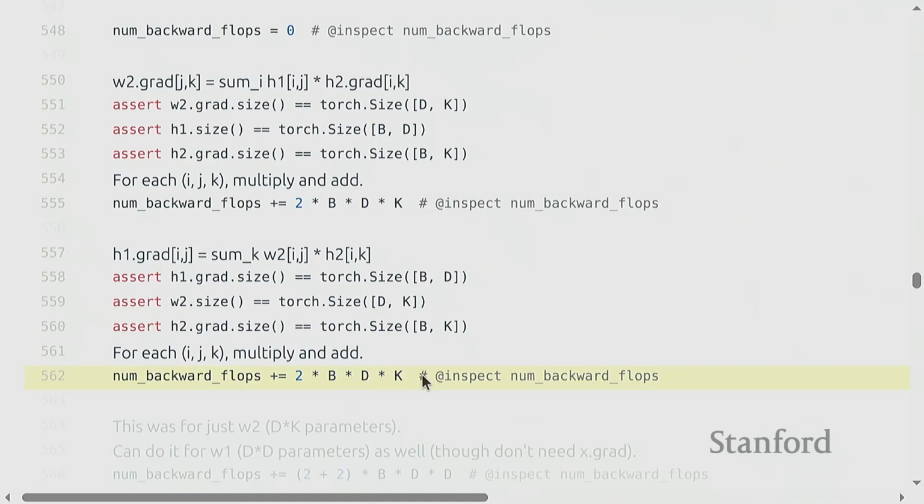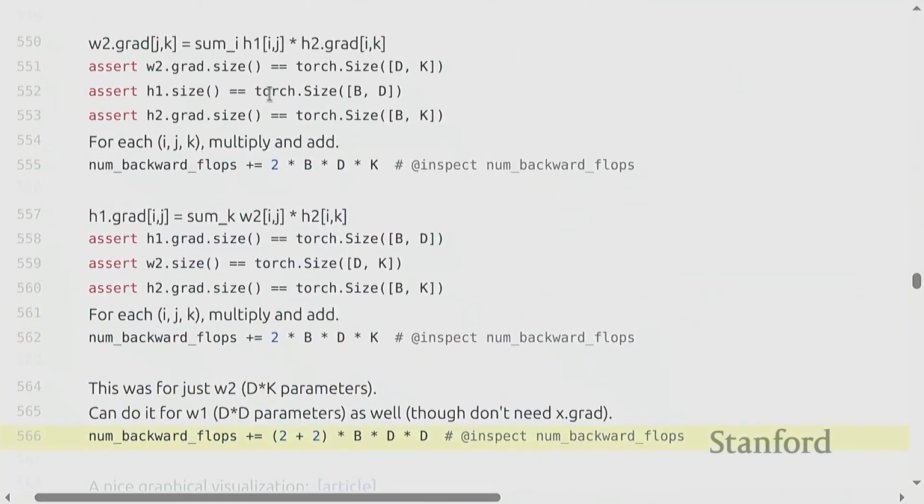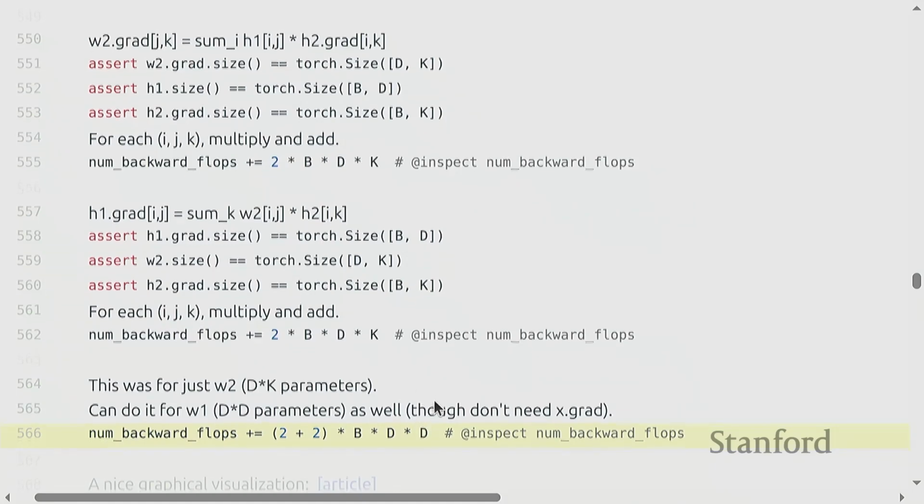So when you add the two, that's just for W2. You do the same thing for W1, which has d times d parameters. When you add it all up, for W2 the amount of computation was 4 times b times d times k, and for W1 it's also 4 times b times d times d, because W1 is d by d.